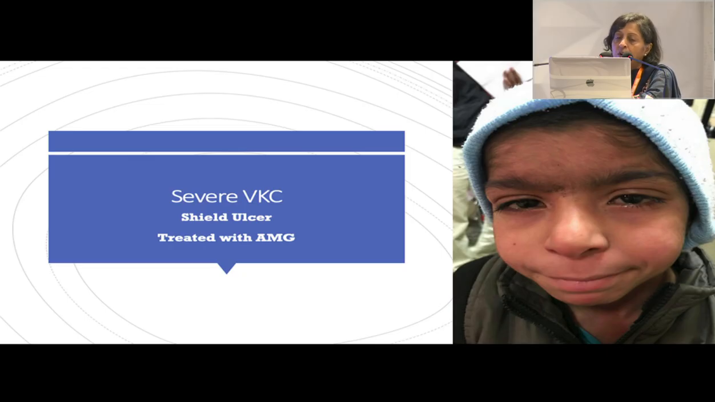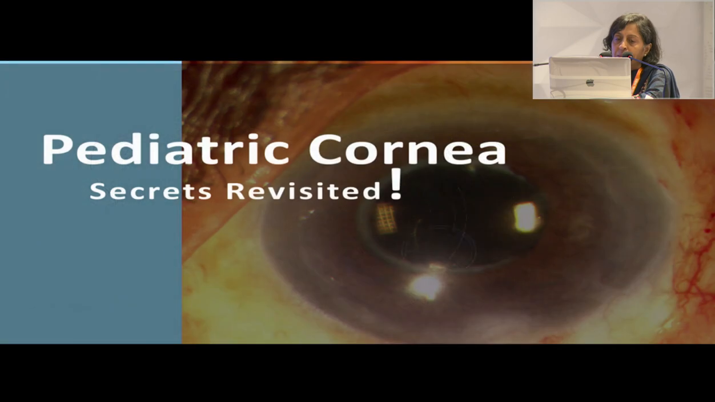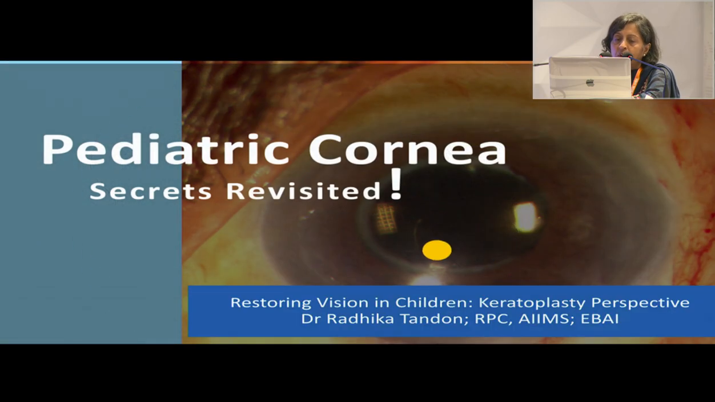Here's an example of VKC with a shield ulcer, and if the child is treated with AMG, you can avoid keratoplasty. So you need to have a holistic view. Another child with a firecracker injury was treated promptly. So that was just a little bit about pediatric cornea, restoring vision.